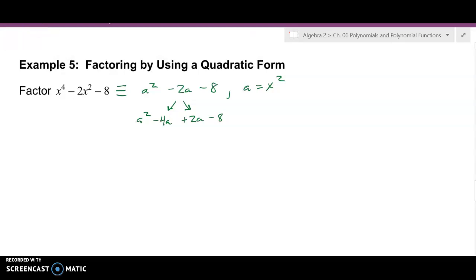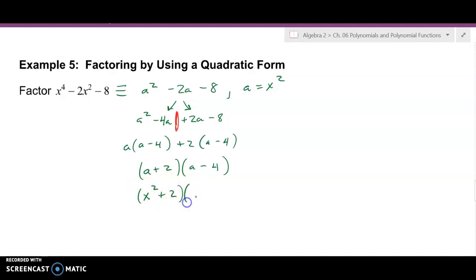So I look at the first two terms, factor an a out, that's a minus 4. This has to be a minus 4. So to turn it back in, it's going to be 2. So it is a plus 2 times a minus 4. But a is not just a, it's actually x squared. So now I'm going to go back and redo that, or undo my substitution. It's going to look like that.